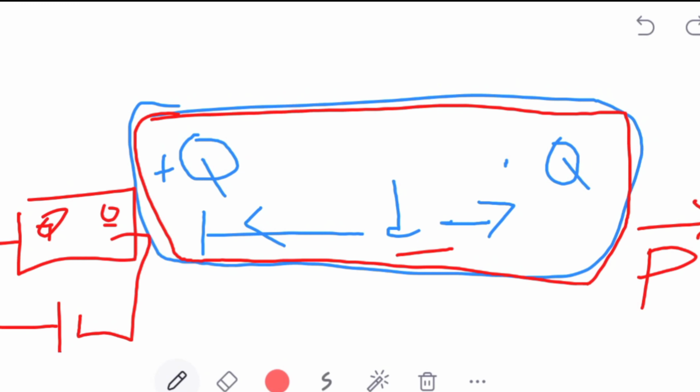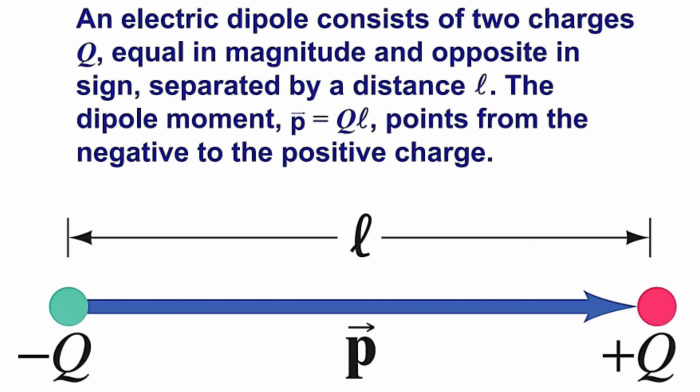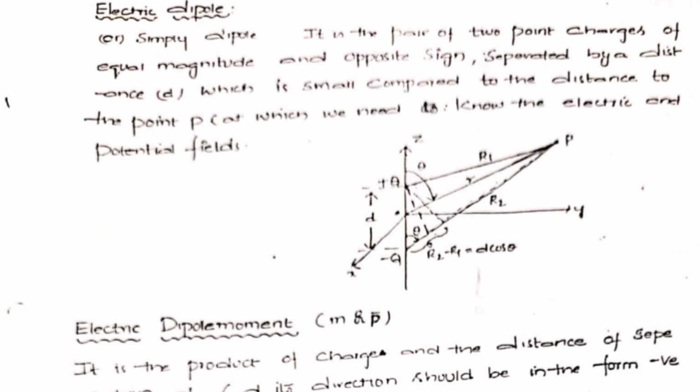We know that the dipole moment is the product of the magnitude of the charge and the distance, which we will see now. Simply, an electric dipole is a pair of two charges separated by a small distance d, which is small compared to the distance to point P. If you consider two charges plus q and minus q, and a point P, the distance to point P is very high compared to the distance between the two charges. That is known as an electric dipole.